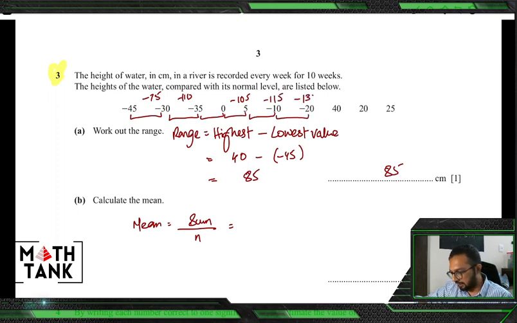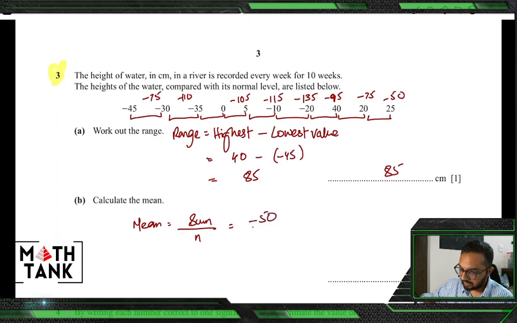Minus 135. Then I add 40 to it. So if I add 40 to it, I get minus 95. Then I get minus 75, and then minus 50. So that gives me minus 50 divided by 10. That's minus 5. Okay.